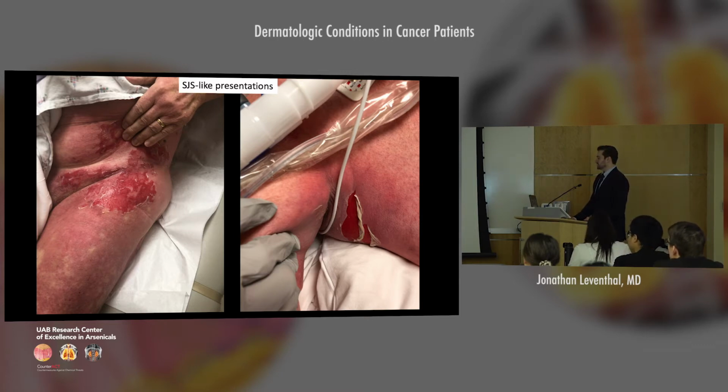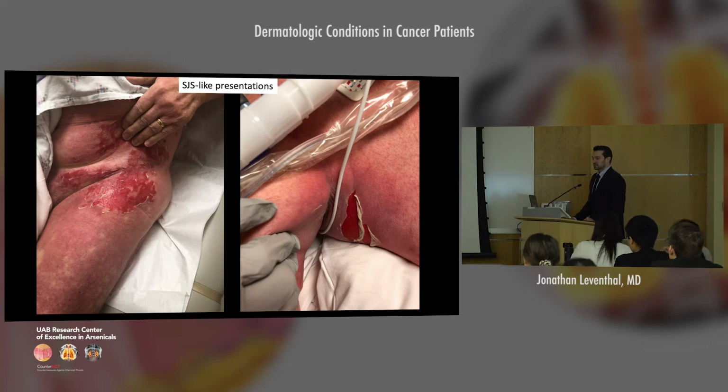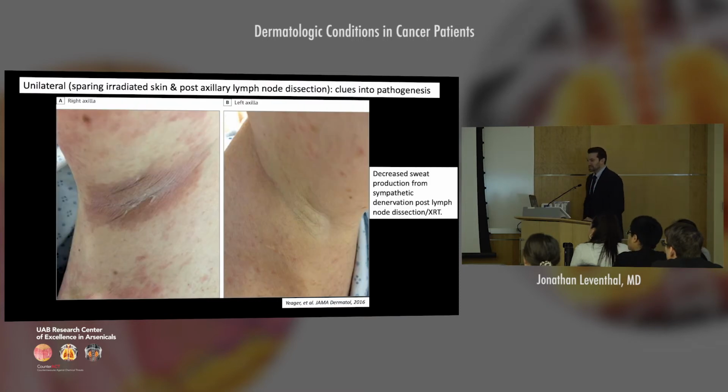And so generalized dusky erythroderma with moist desquamation. Many times it's localized to areas of flexural zone involvement. This case actually ended up being fatal. And so there was a recent case report in the literature which really gives us good clues into the pathogenesis of disease. So this patient had unilateral TEC. It spared the axillary vault that was irradiated and had a lymph node dissection. And so after radiation and lymph node dissection, you can actually get sympathetic nerve denervation and eccrine gland dysfunction. So without functioning eccrine glands, you don't have the chemotherapy excreted and causing the toxicity. So I really like that case because it teaches us about the pathogenesis of it.